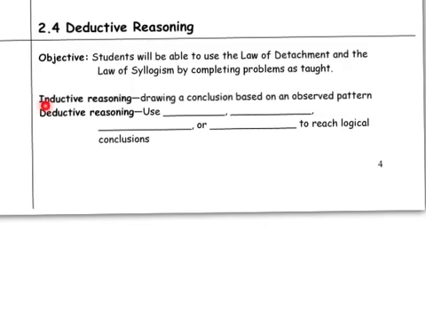So let's define a couple things. We've already defined inductive reasoning. That's drawing a conclusion based on an observed pattern. But deductive reasoning, this is when we use facts, definitions, rules, or properties to reach logical conclusions. And this is primarily the type of reasoning that we're going to use when it comes to proofs, because we're going to use facts and definitions and rules and properties.